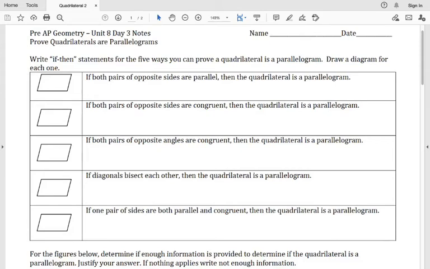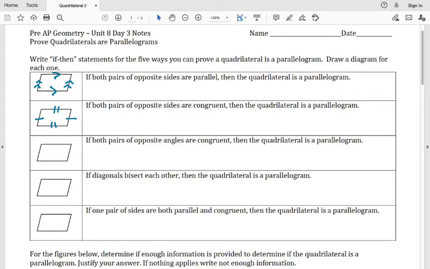So the 5 ways are, first of all, if both pairs of opposite sides are parallel, so if this side is parallel to this side, and if this side is also parallel to this side, then you know that it's a parallelogram. That's one of the ways you can prove it. Another way is if both pairs of opposite sides are congruent, so this side is congruent to this side and this side is congruent to this side, then the quadrilateral will be a parallelogram.